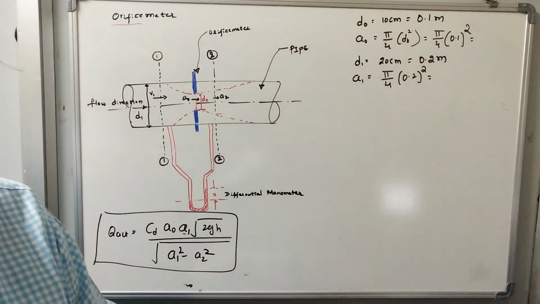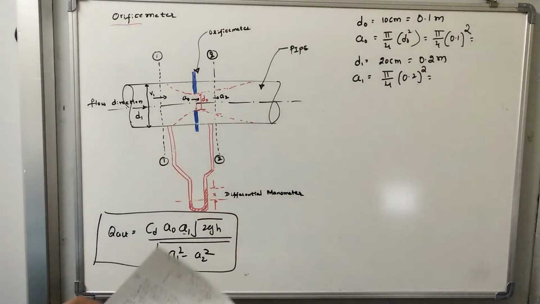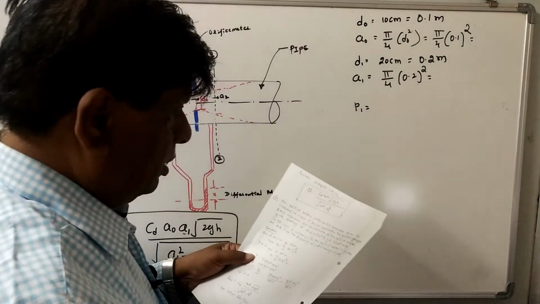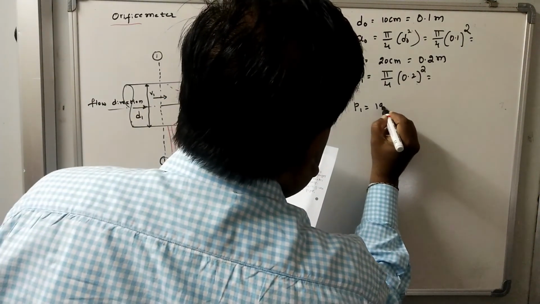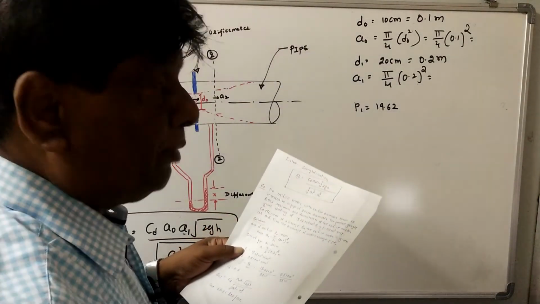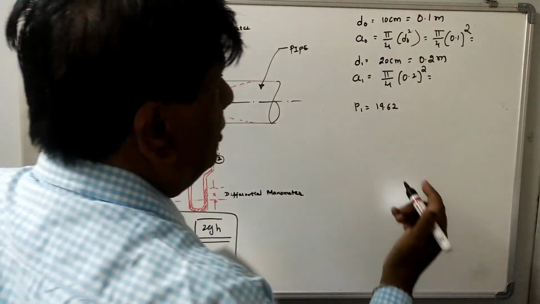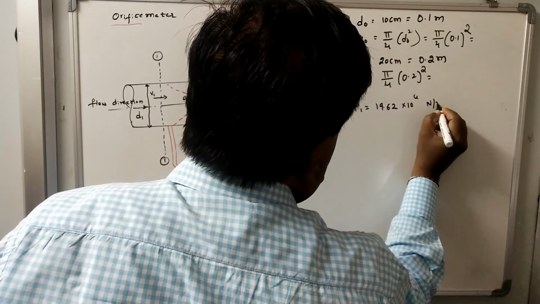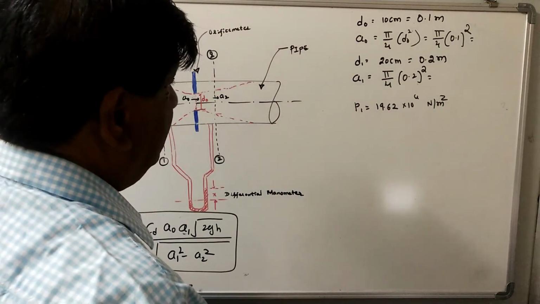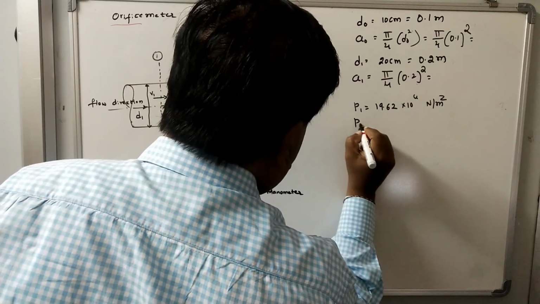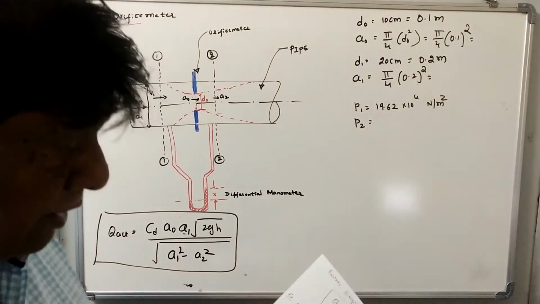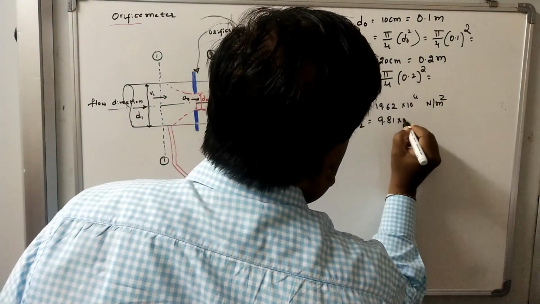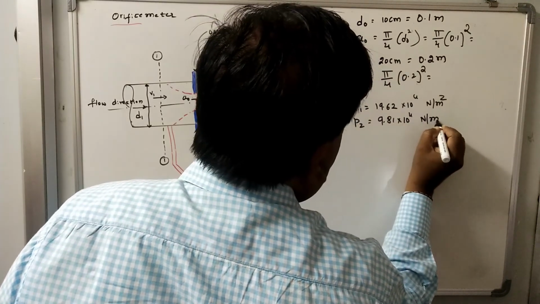Now the pressure intensities are given. Pressure intensity at section 1-1, that is P1, is equal to 19.62 Newton per centimeter square. Convert it to Newton per meter square by multiplying by 10 raised to 4. Similarly, P2 is the pressure at the orifice meter, which is given as 9.81 into 10 raised to 4 Newton per meter square.